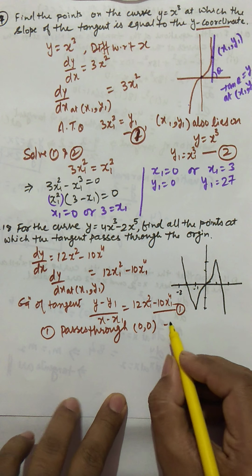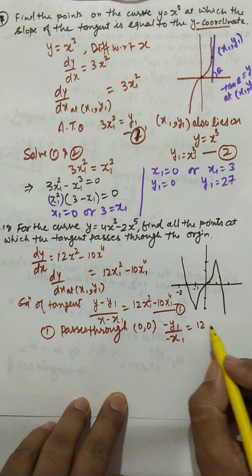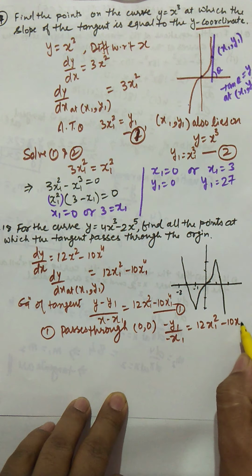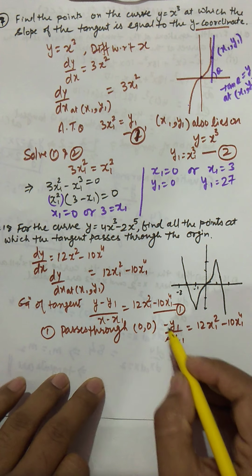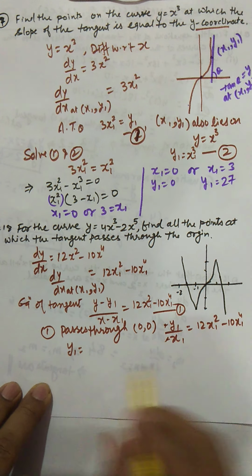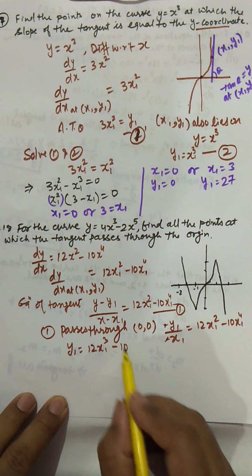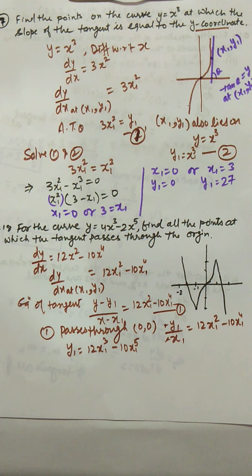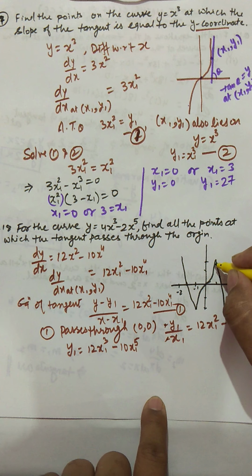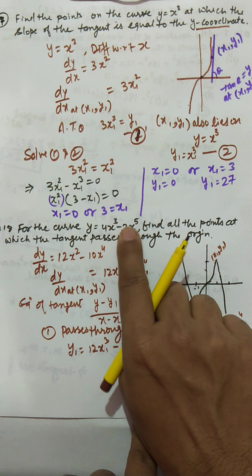Let's see what comes. It becomes -y1/-x1 on this side, and on the other side 12x1² - 10x1⁴. You can do the cross multiplication and see what the answer is. The minus signs cancel, and cross multiplying y1, this becomes 12x1³ - 10x1⁵. Now you have to solve for y1 and x1, but if I assume the point (x1, y1) is here, then this point is also on the curve.